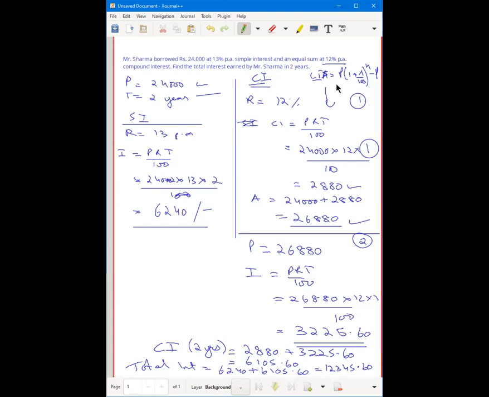Okay. So whichever method, if you want to use the direct formula, you can do that. Or if you want to do it in simple interest method, do that. Just remember the time period remains 1 year for compound interest. And the amount at the end of the first year becomes principal for the second year.